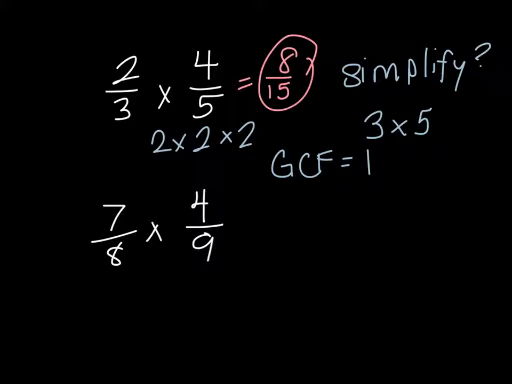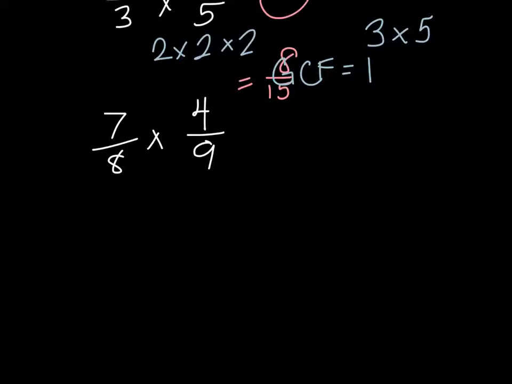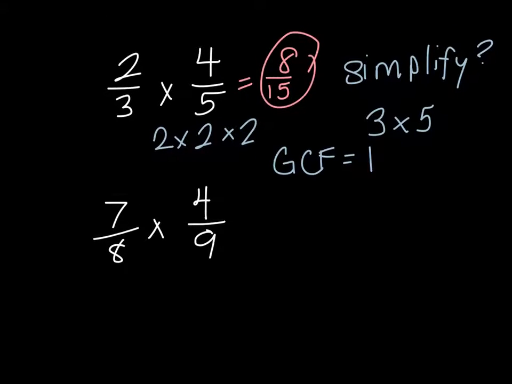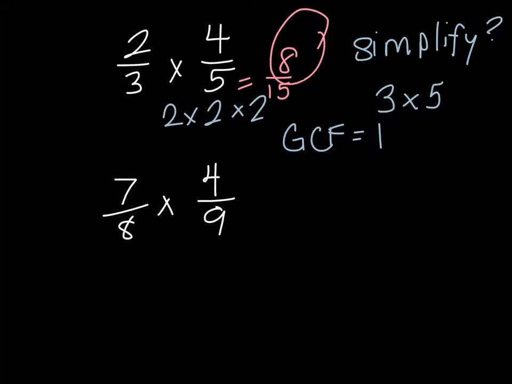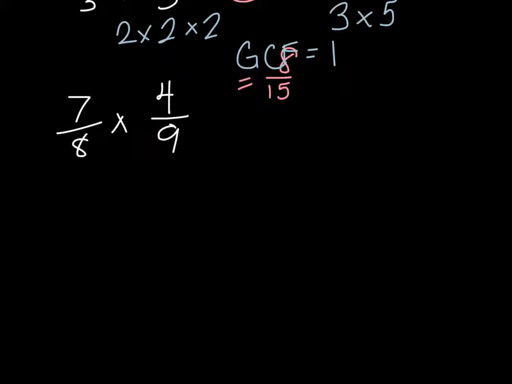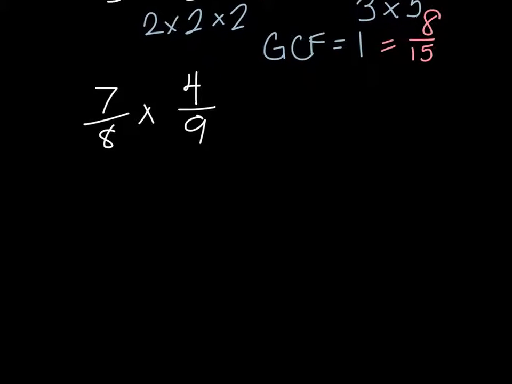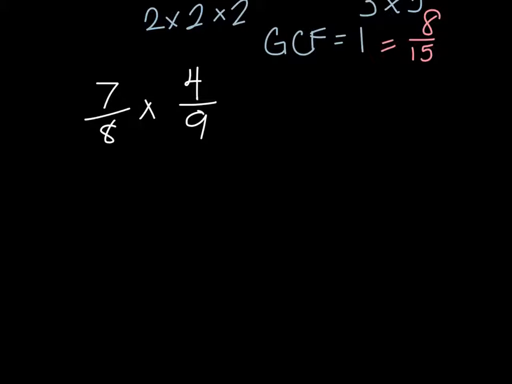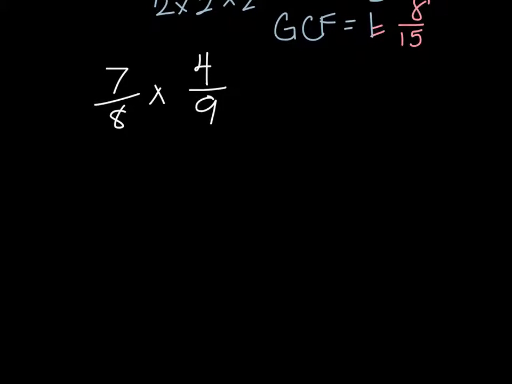Looking at the next question, I have 7/8 times 4/9. Now, there are a couple of ways we can do this. I'm going to go ahead and show you the standard method. The standard method would be to multiply across the top. I have 7 times 4, which is 28. Multiply across the bottom, I have 8 times 9, which is 72.